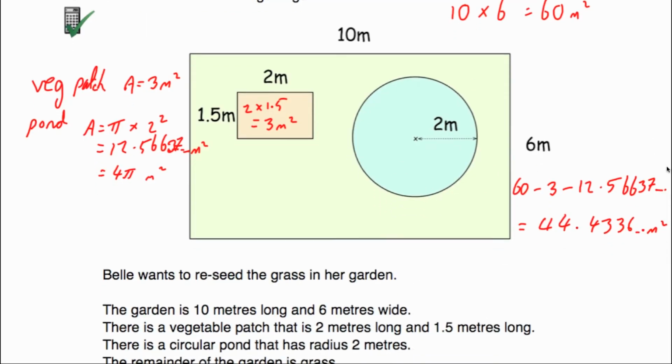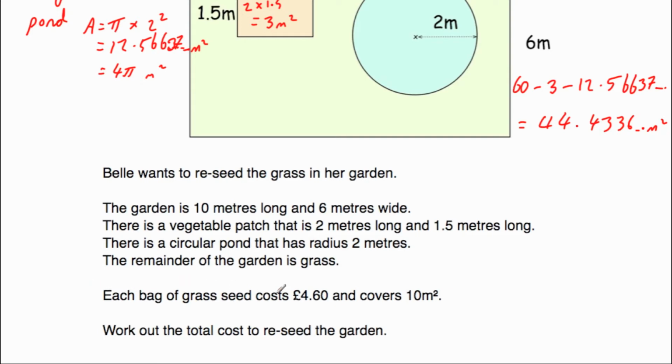Now, if we scroll down, we're told each bag of grass seed costs £4.60 and covers 10 meters squared. So we now need to see how many bags of grass seed we're going to need. Now I can see straight away it's going to be 5 bags, because 1 bag would cover 10 meters squared, 4 bags 40 meters squared. The area of the grass is greater than that, so I'm going to need 5 bags. So that's how I would work out we need 5 bags.